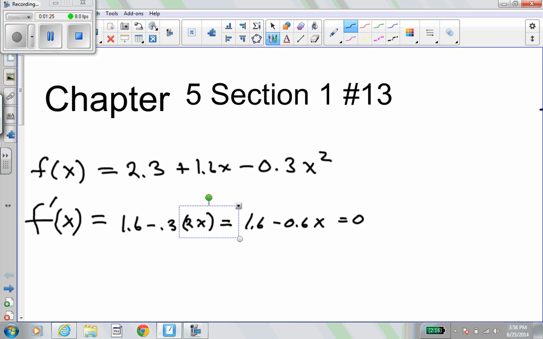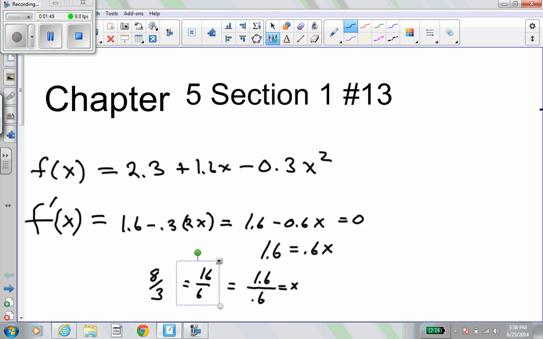If we solve that for x, we'll move the 1.6 to the other side, we get 0.6x, and we divide. We're going to get 1.6 over 0.6 is x. You can reduce that by multiplying by 10 over 10. That's 16 over 6, which is 8/3. So we get a critical point at 8/3. In other words, if I plug 8/3 into that equation, I'll get a 0. What that's telling me is that that's where my derivative is 0.